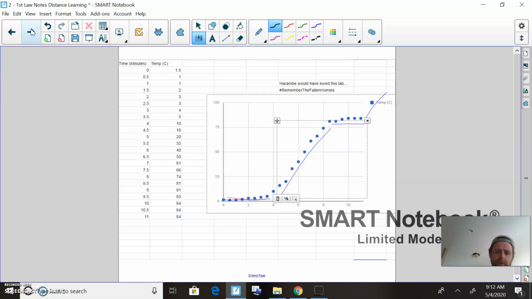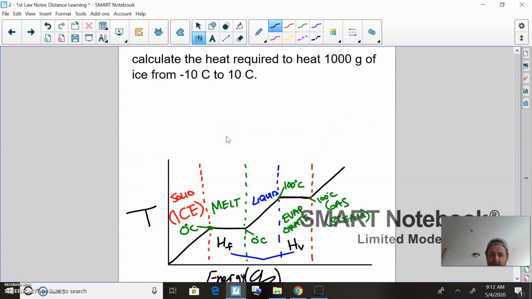We usually do a lab where we plot points, and you can see the temperature plateaus essentially when it's phase changing. All right, so let's just do a problem here. Calculate the heat, and you always want to have this kind of in your back pocket just so you know where you are.